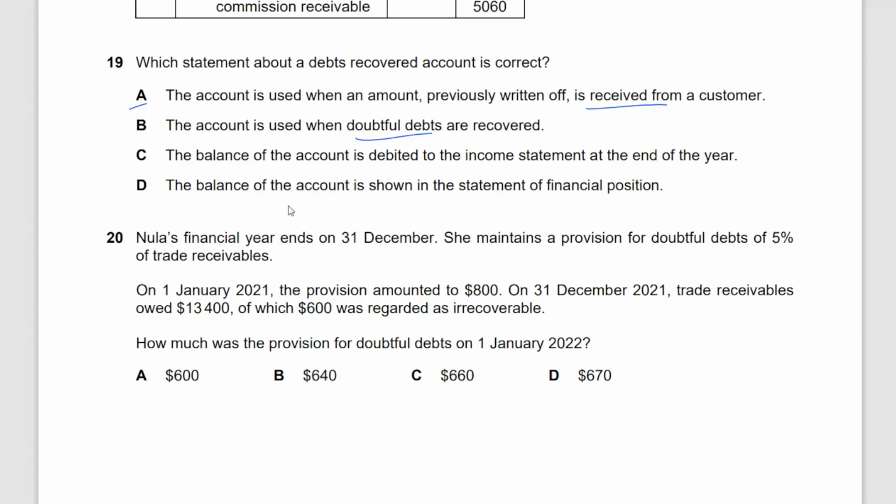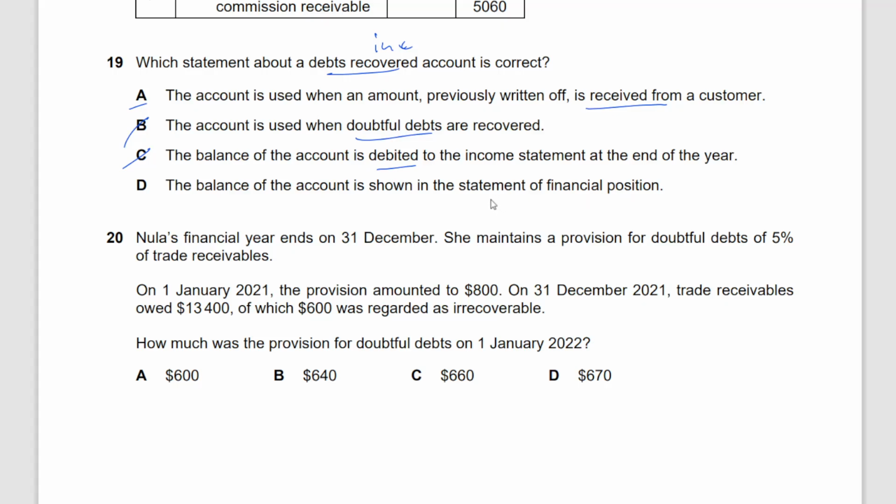They're just estimates. The balance of the account is debited to the income statement at the end of the year. Are they debited? I just told you a few seconds ago. The income account, which this is, is never debited, it's credited to the income statement. Wrong. The balance of account is shown in the SOFP. The balance, wrong. Is it?